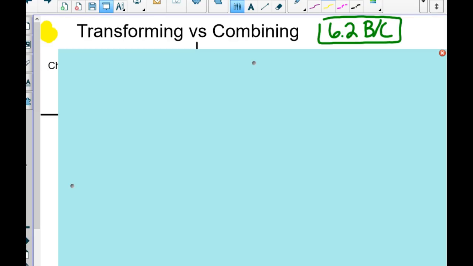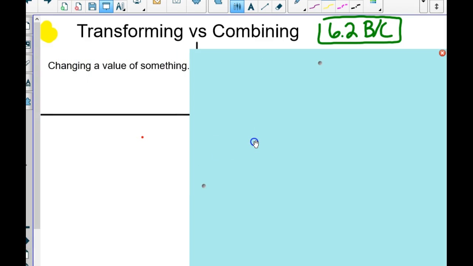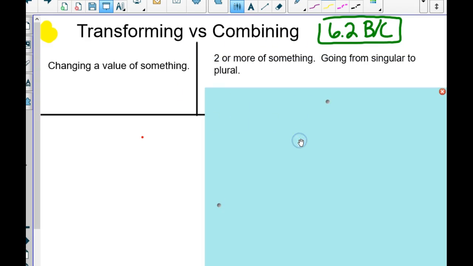All right, these are notes for AP Stats 6.2b and c. Yesterday we did 6.2a. That was strictly talking about transforming variables. That's where we're changing the value of something, but we're staying singular. Like we're going to change the value of 32 degrees Celsius to Fahrenheit by transforming it.